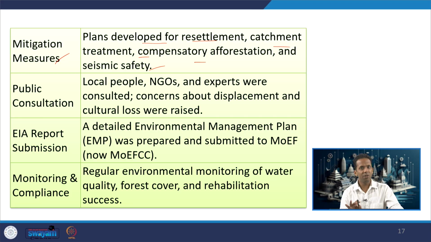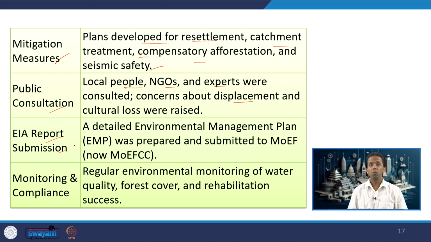So, impact mitigation measures. Public consultation, this is very important. Though it is listed here right after mitigation, it can come at the time of scoping as well as impact assessment or impact mitigation, or after preparing the report also. So, local people, NGOs and the experts were consulted during the construction of the Tehri hydropower project, and all the concerns about displacement, cultural loss were also raised and addressed.